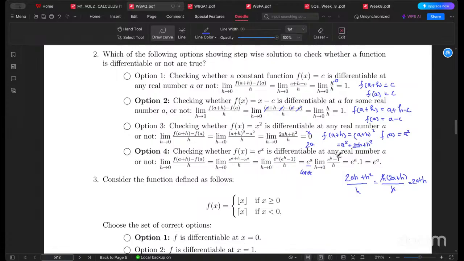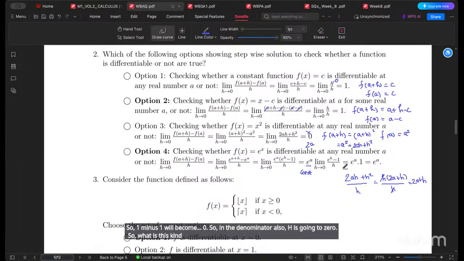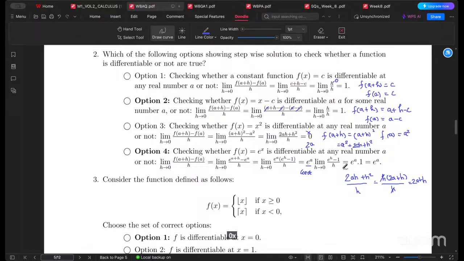The numerator e power h becomes 1, so 1 minus 1 becomes 0. In the denominator also, h is going to 0. So what is this kind of form called? 0 by 0 form, an indeterminate form, right?